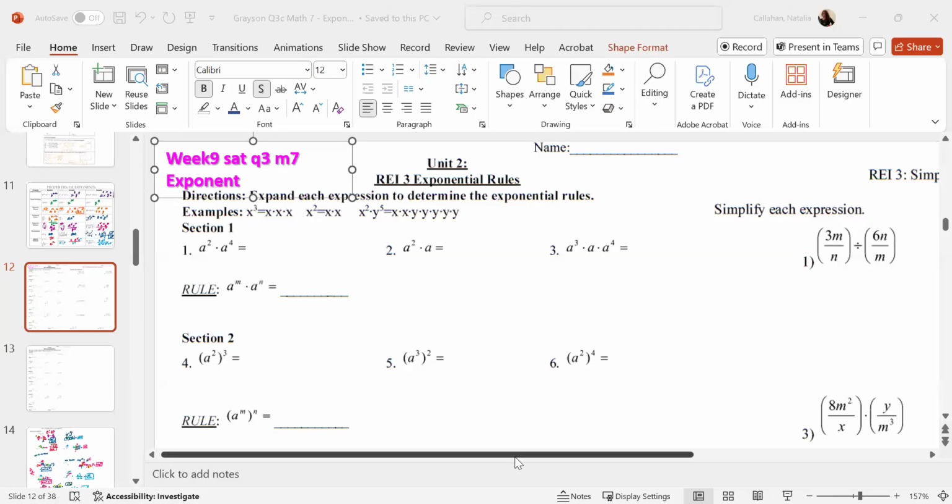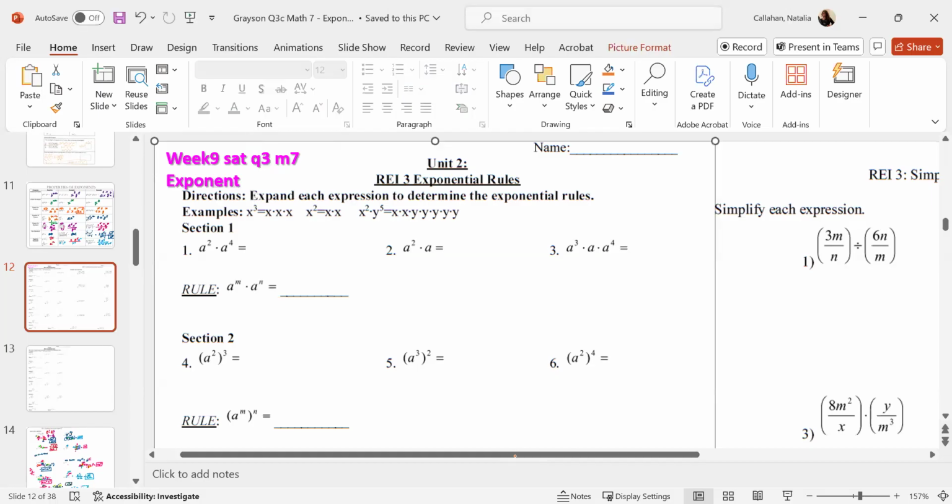Okay, so this is week 9, Saturday, quarter 3, math 7. It's going to be on exponents. Expanding this expression means that x to the third, you just do x times x times x, 3 times, right? Same thing with x squared and y to the fifth. Here, there are two bases. Do you see that? When you have two bases, it means you add the exponent.